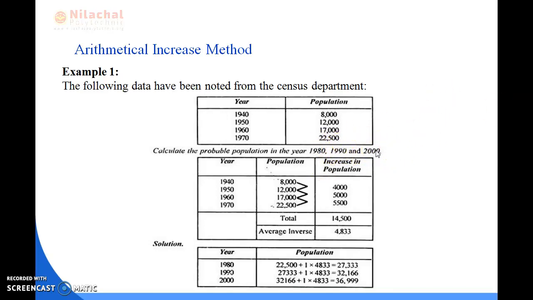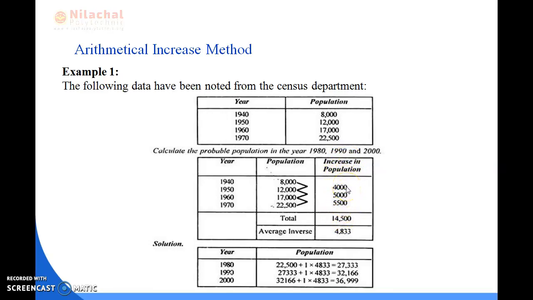I have given you the solutions here. I have told you the formula: Pn equals P0 plus n into C. All of you know, we will write the formula first. While calculating the population of 1980, 1990 and 2000, we have written the years and populations 8,000, 12,000, 17,000, 22,500. After that, we will find out the C value.